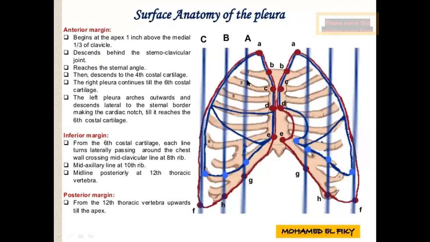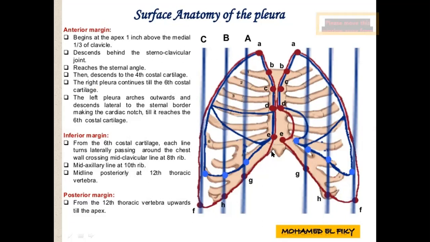So pleura, I already told you, this was also discussed. You better go back to my pleura lecture. It becomes easy for you. Okay. So surface anatomy of pleura: the anterior margin begins at the apex 1 inch above the medial 1/3 of the clavicle, descends behind the sternoclavicular joint, reaches the sternal angle, isn't it? This is the sternal angle. From B to C, C is the sternal angle, then it descends to the fourth costal cartilage.